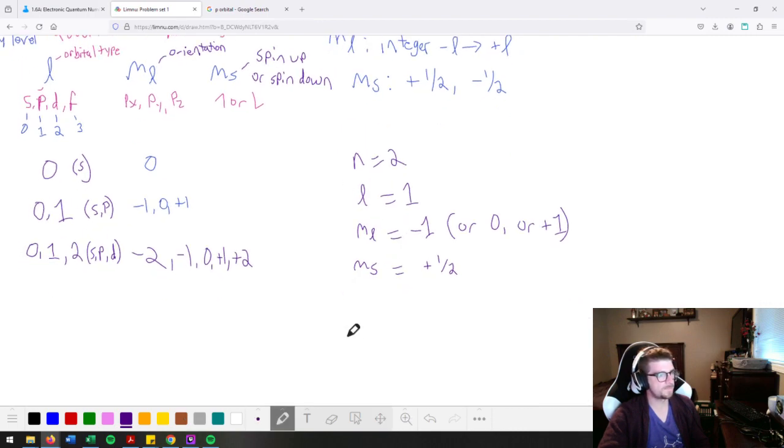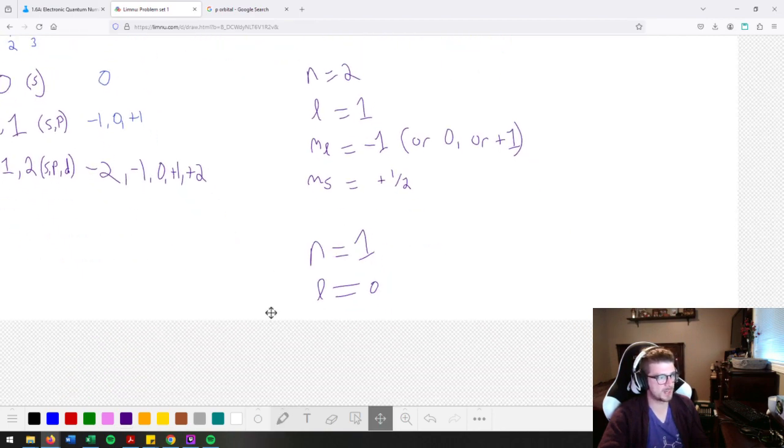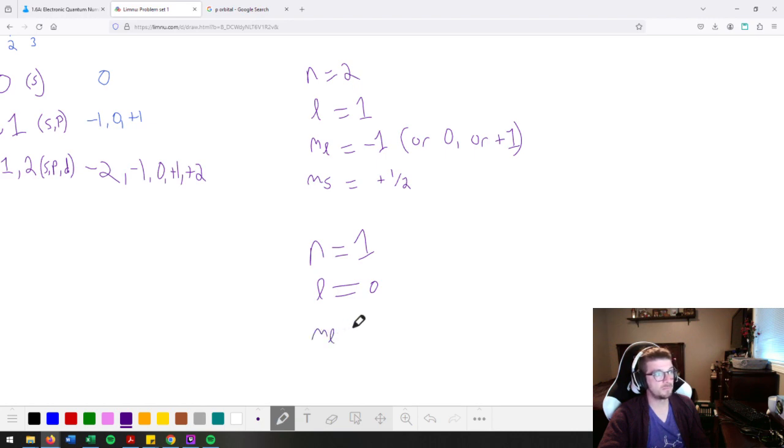So if we had n equals, let's say 1, L must equal 0 because it can be at most n-1. ML also must equal 0 because it is any integer between plus or minus L, but that's 0 in this case. And MS equals -1/2. And this could be the configuration for this guy.